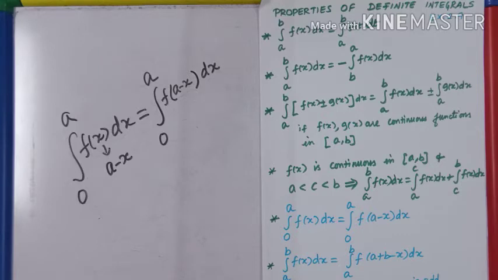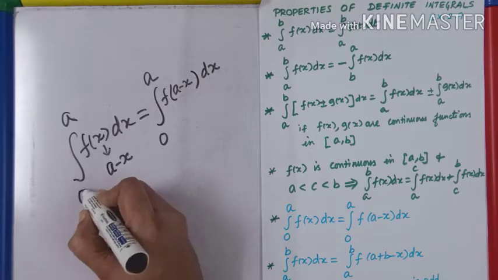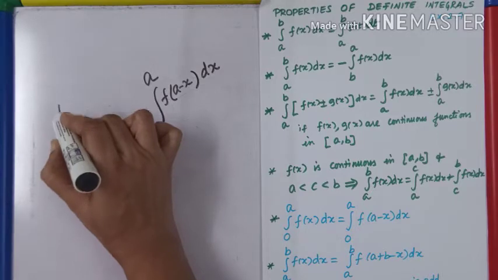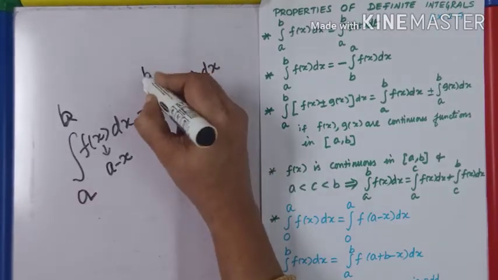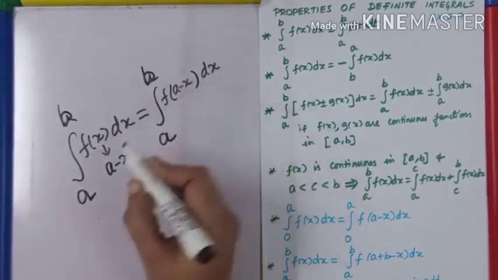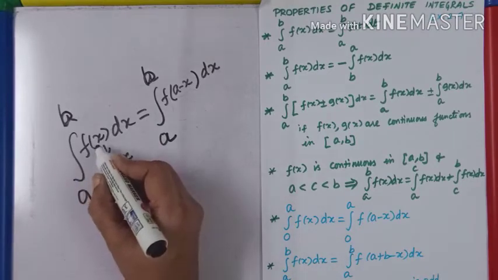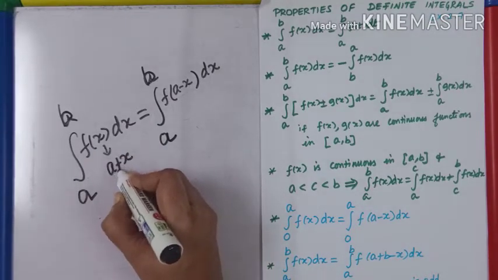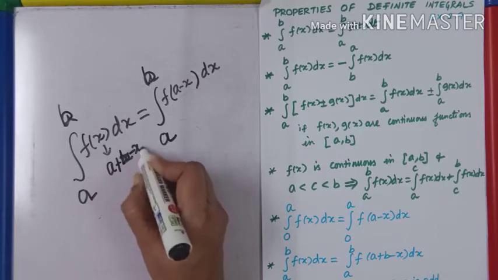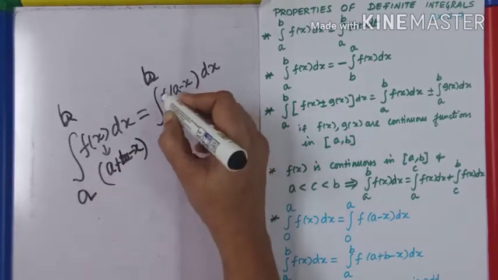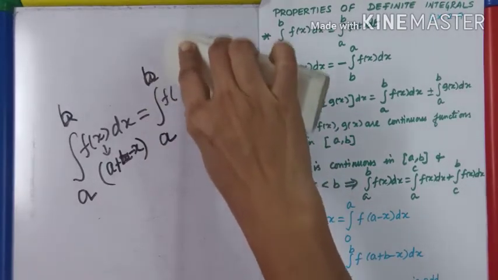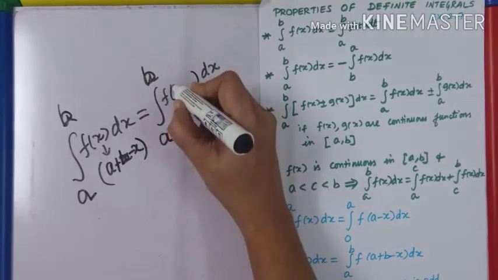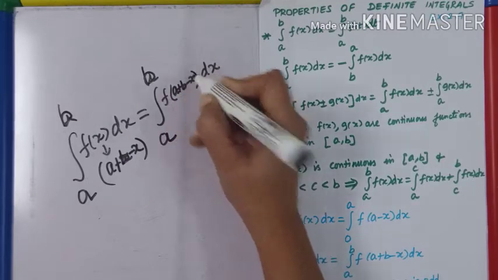Now the next idea is, supposing the lower limit is a and the upper limit is b. Now what should I do? Again, a to b there is no change, dx there is no change, x alone will become a plus b minus x. So wherever a minus x was coming, now since the limits are different, let me put a plus b minus x.